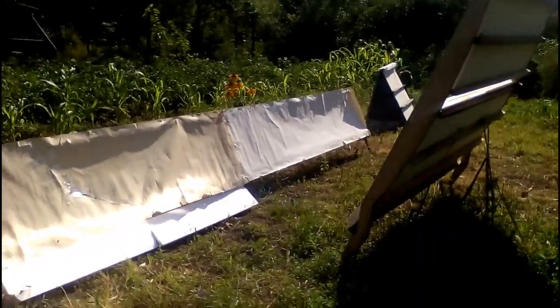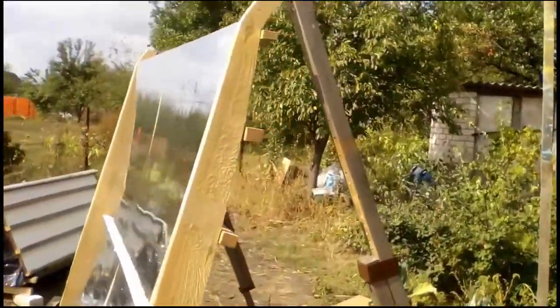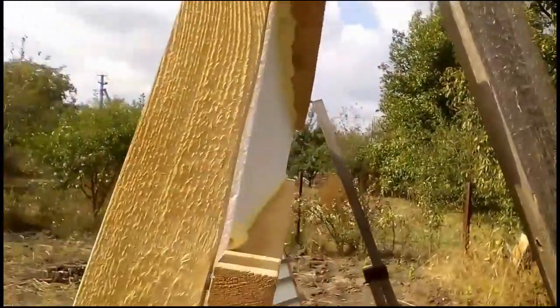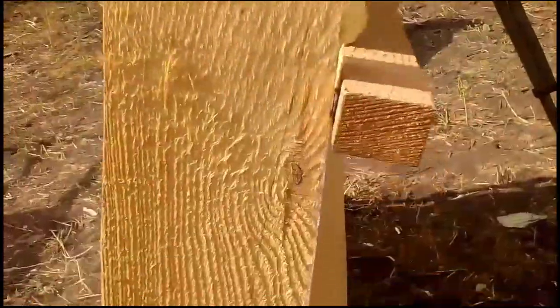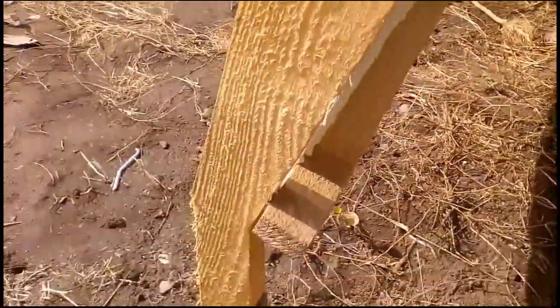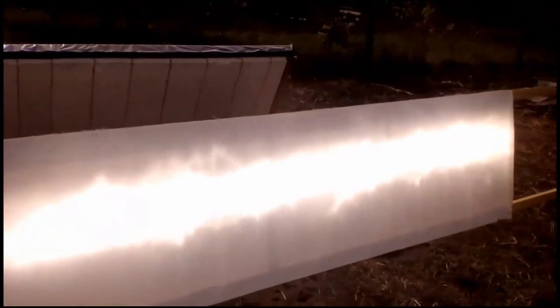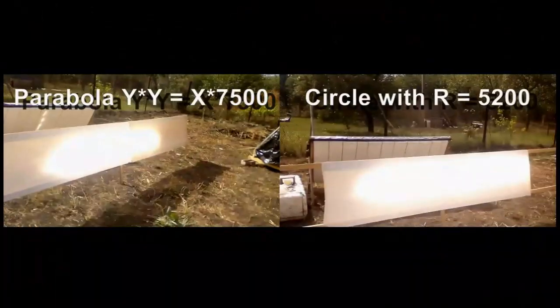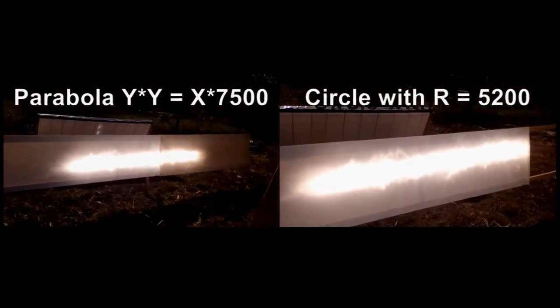I want to clarify that the shape of my mirrors is a parabola, however let's look at my next experiment. Now I temporarily installed these washers to give my mirrors the shape of a circle with a radius of 520 centimeters. We see that the difference between the parabola and the circle is not significant. This is a spot from my mirrors, which have the shape of a circle, not a parabola. We do not see a radical degradation of the focusing of solar radiation due to the conversion from a parabola to a circle.